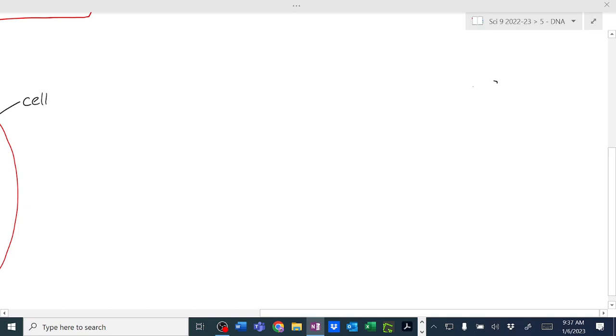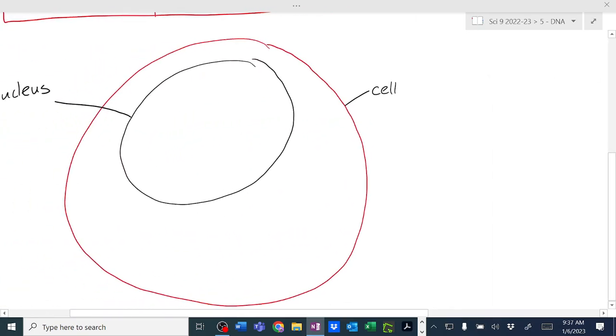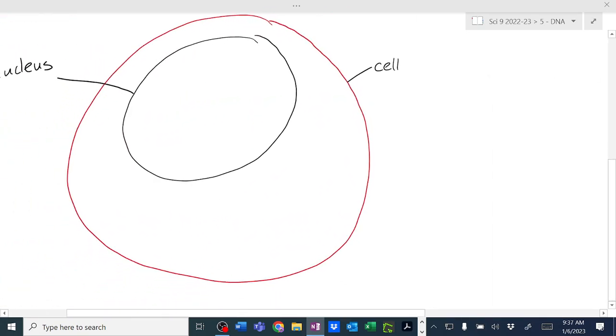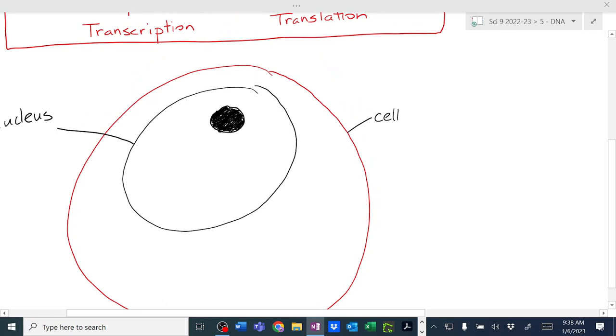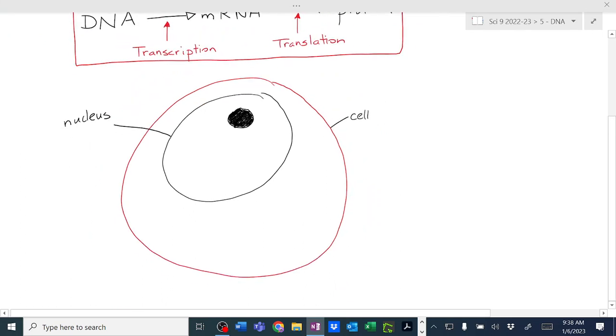You would just see nothing because DNA is so thin. You can't even see it. It looks like nothing. But what you would see is a dark blob. Okay, that's a dark blob. And does anyone know what that dark blob is called? That's the nucleolus.